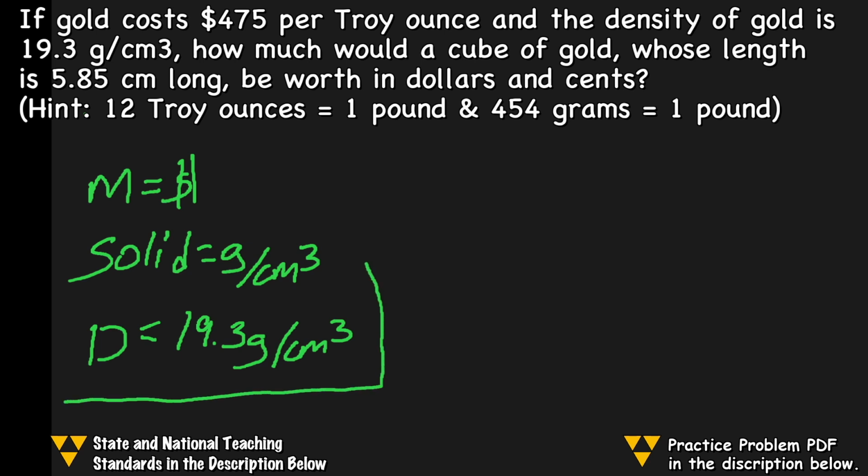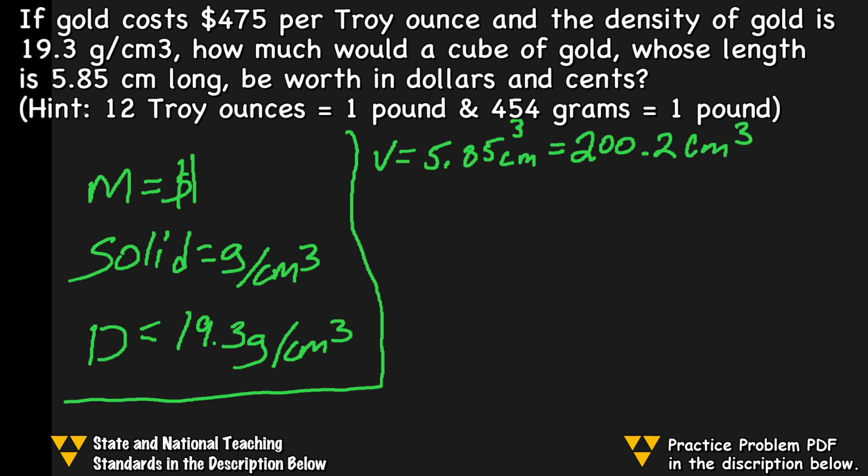I'm going to go ahead and square this bad boy off. We're about to write really small here, so bear with me. Volume is going to be, it's a cube, so our volume for a cube is length times width times height, in other words, length cubed. So 5.85 centimeters, and we're going to cube that. Whenever I multiply that out, I get 200.2 centimeters cubed.